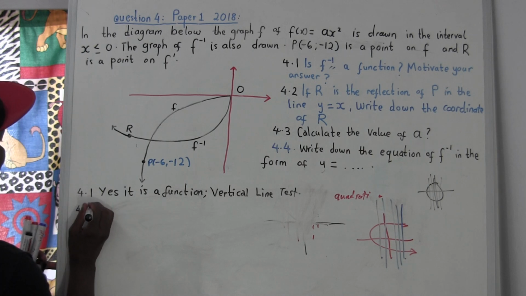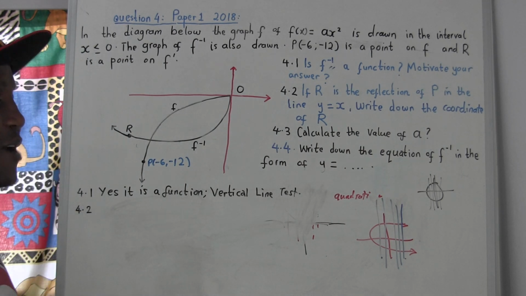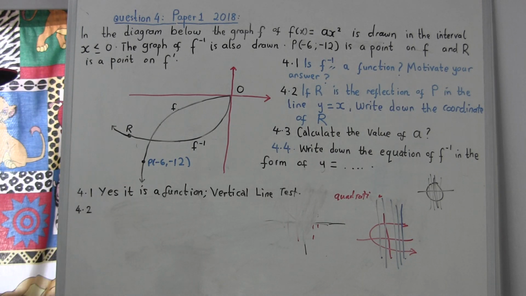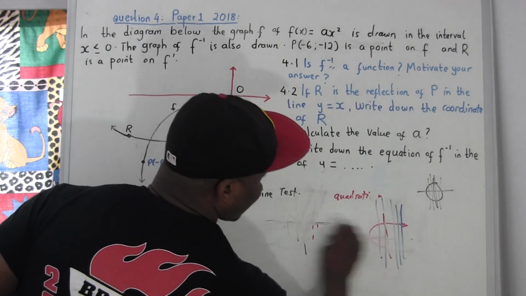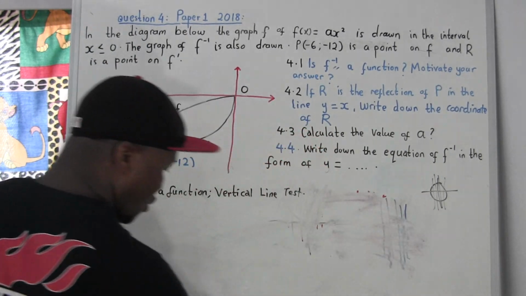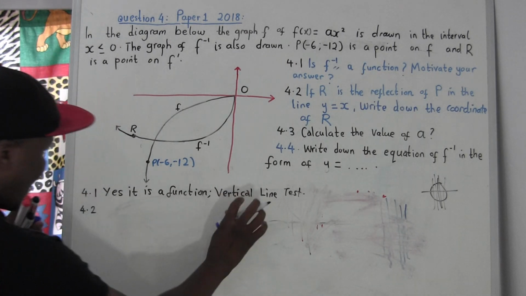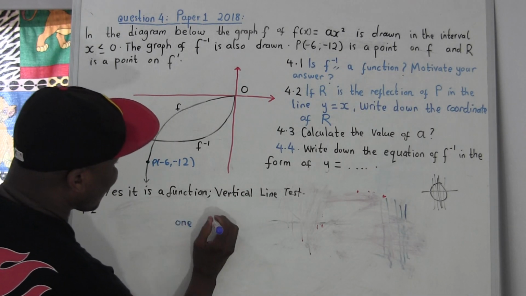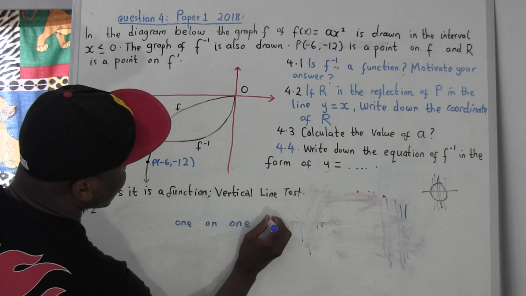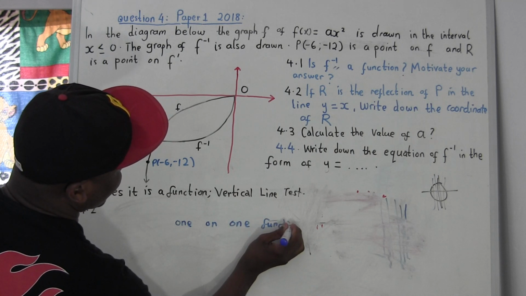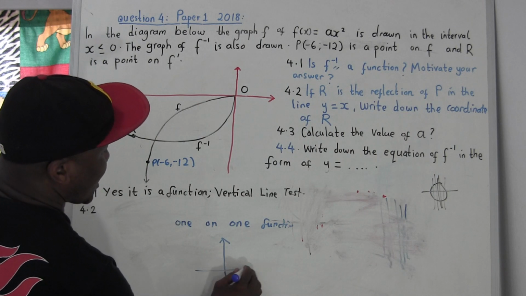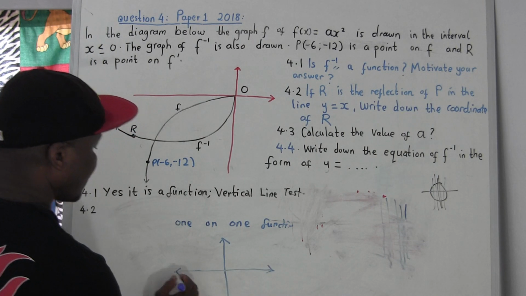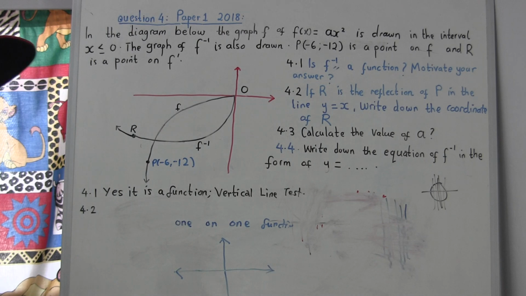Okay, 4.2. Another thing. Sometimes they're going to ask you, is it a one-to-one function? One-to-one function is not part of the question, but I want to give the overall picture. How do you know a function is one-to-one? Okay, let me write it here. I want you to understand everything. Before you test for one-to-one, it must be a function first.